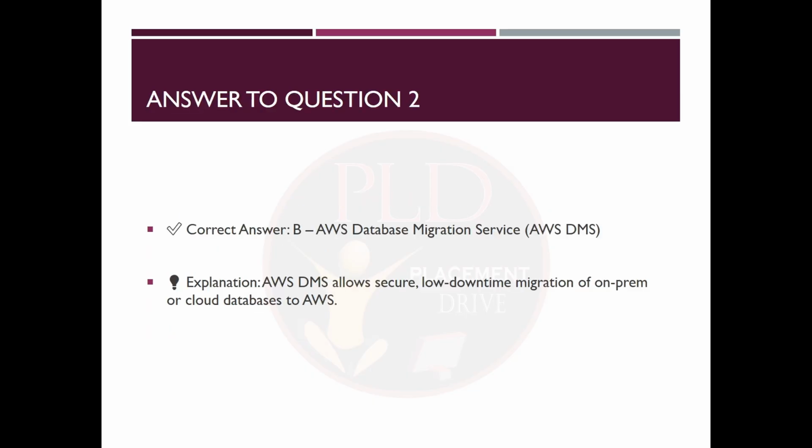So here is the answer. The correct answer is AWS Database Migration Service, that is AWS DMS. And here is the explanation for this answer. AWS DMS allows secure, low downtime migration of an on-premises or cloud database to AWS.